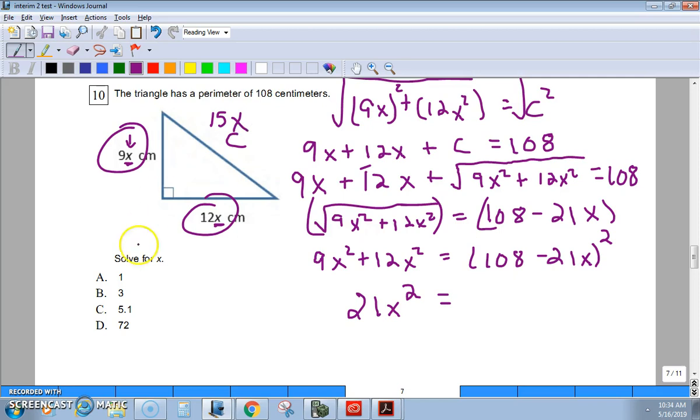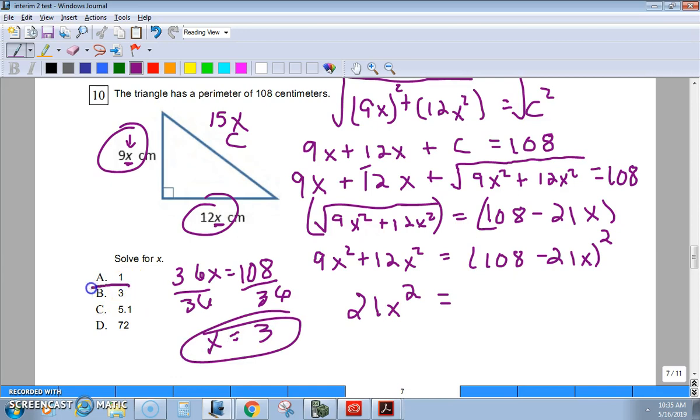Then it does make it a lot easier to solve, because if you add all of those up, what's 15 and 9 and 12? So 36x is equal to 108. So if you divide both sides by 36, 3? 3. Good job. So Ned found a way to do it much faster than I did.